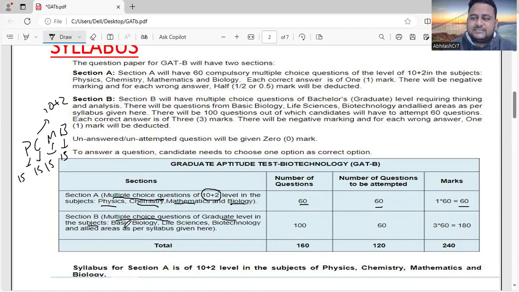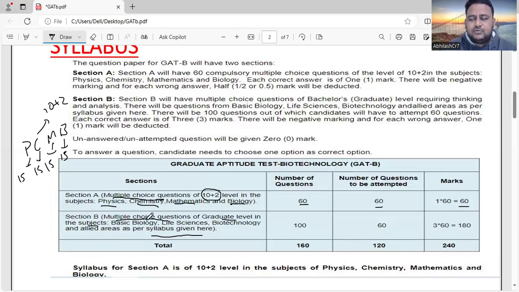So section A is the general paper where you have to learn physics, chemistry, mathematics, and biology of 10 plus 2 level. But section B is a specialized core paper where you have to study biotechnology, which contains basic biology, life sciences, biotechnology, and allied areas as per the syllabus given. Most of you would be aware of the section B syllabus.